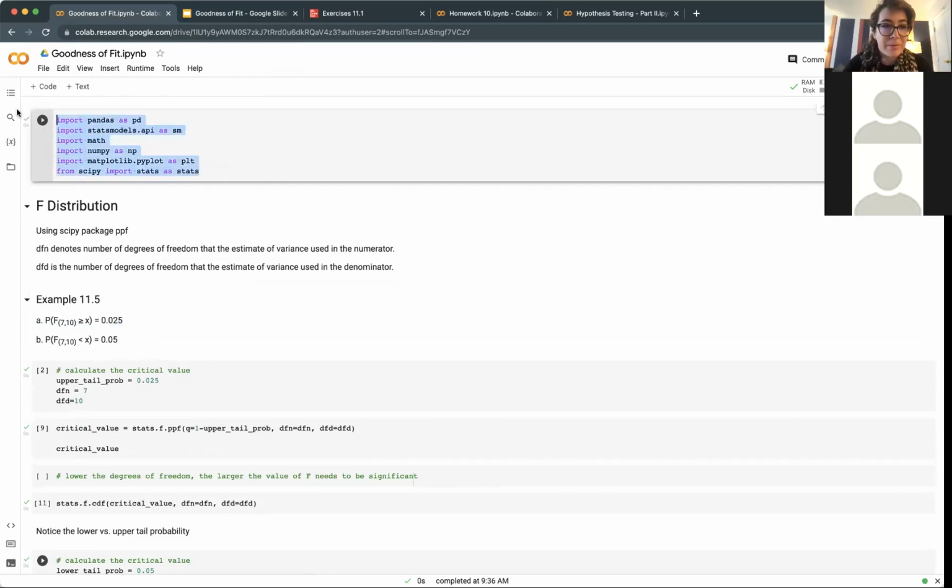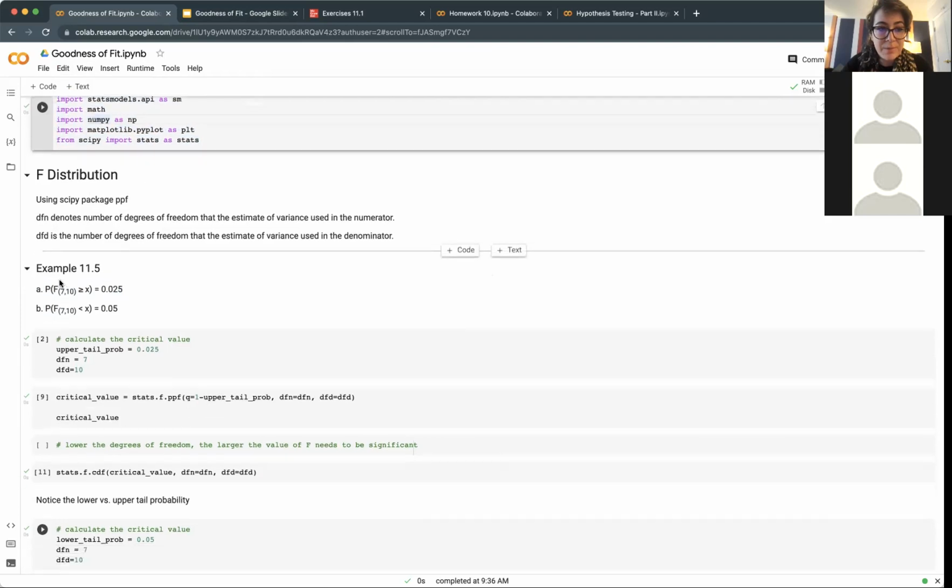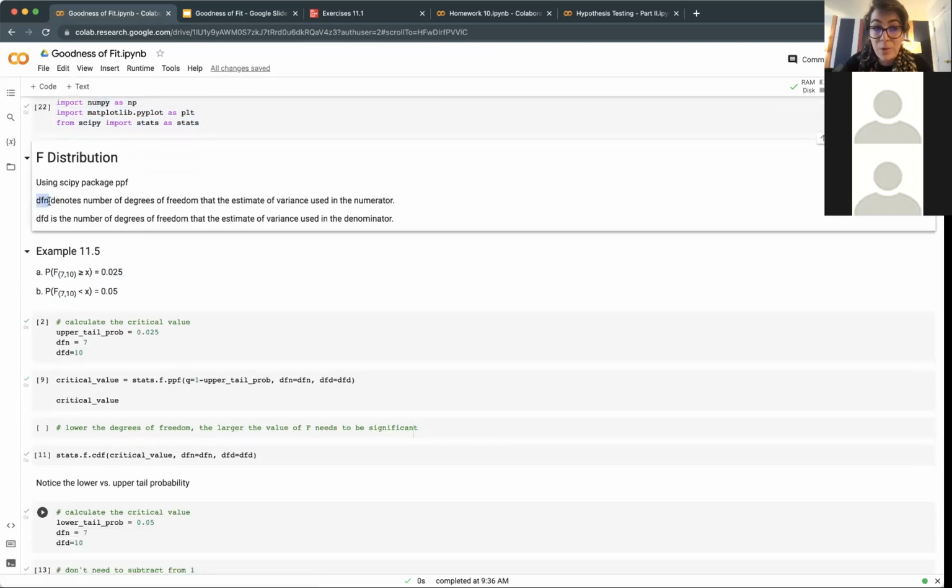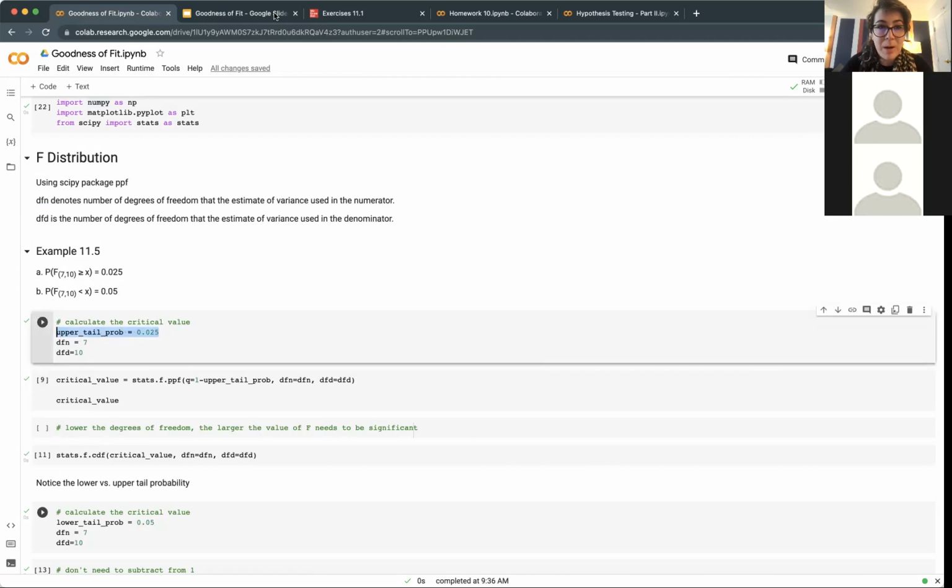These are all packages we've seen before. There's nothing new being introduced. This is now just talking about the F distribution. There are lots of different ways to denote degrees of freedom. We've seen DF before, and now I will use DFN to denote the numerator degrees of freedom and DFD for the denominator. And I am defining variables to use later on. In this case, we are trying to find the probability from the F distribution with these degrees of freedom of a value greater than X, which is 0.025. So we're trying to find this upper tail probability.